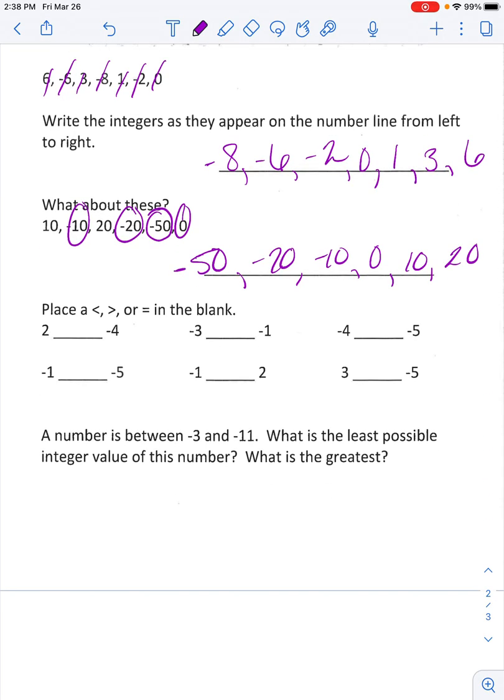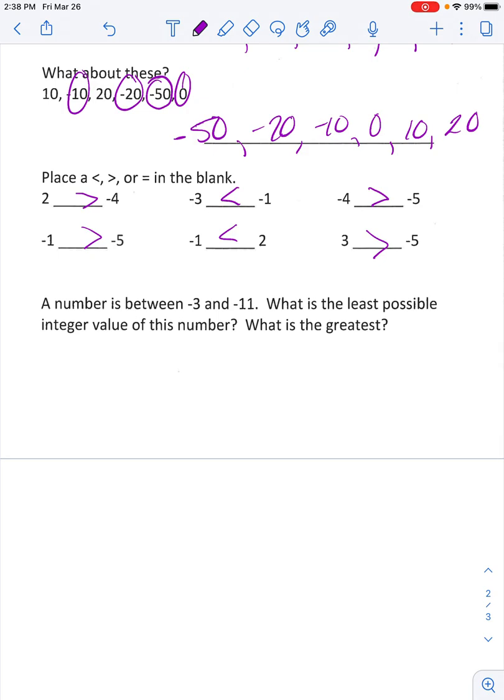Again, we're going to compare using less than, greater than, or equal to. Remember, the number on the left is always less. So -4 is further to the left on the number line. -3 is further to the left on the number line. -5 is further to the left on the number line. -1 is further to the left on the number line. And -5 is further to the left on the number line.